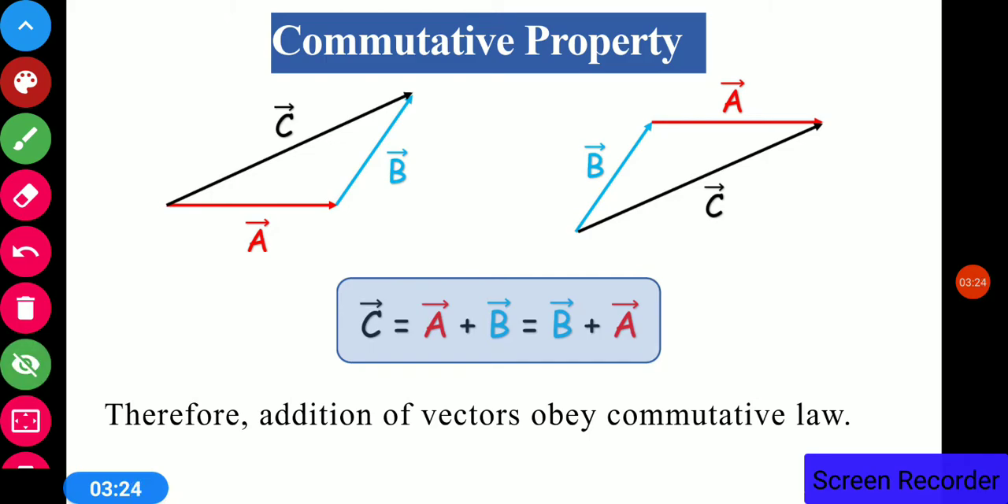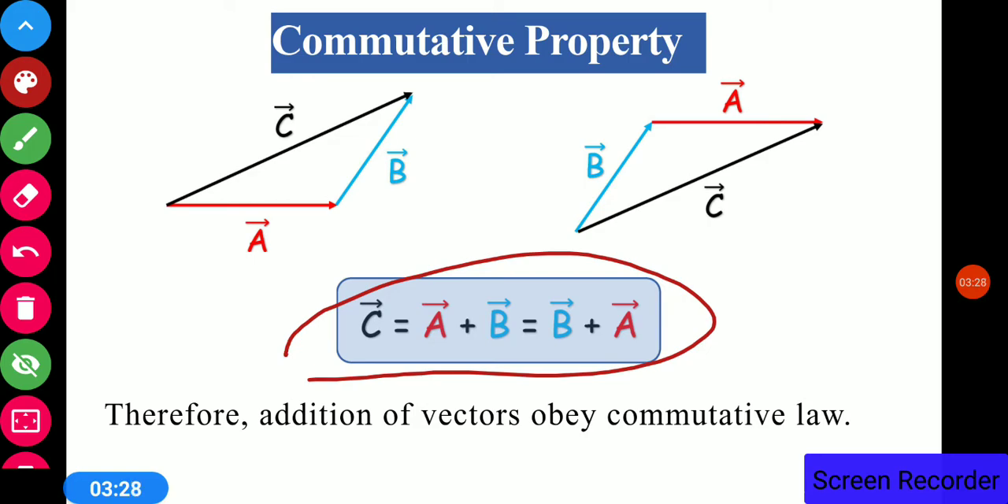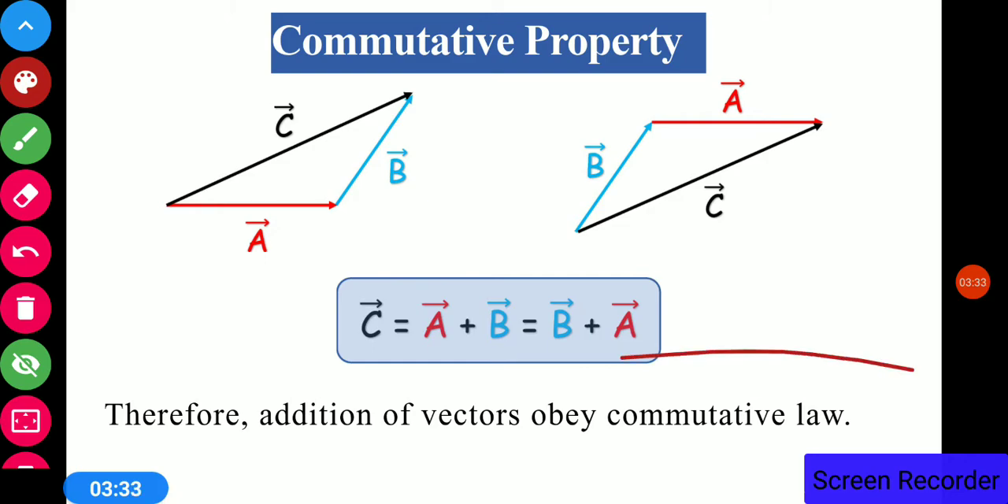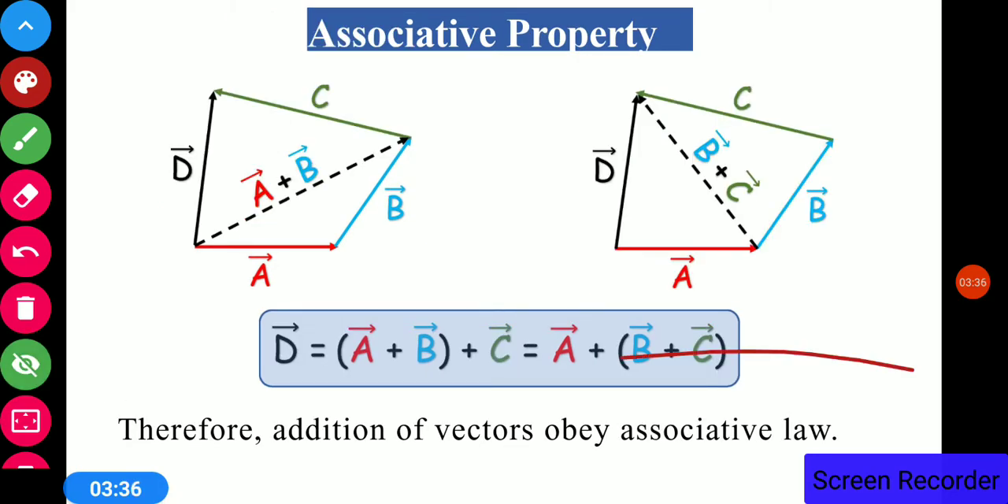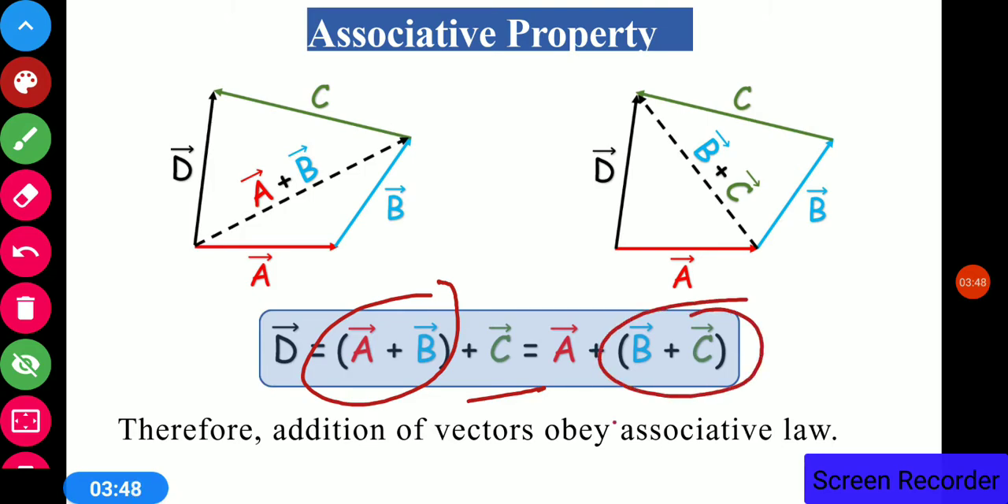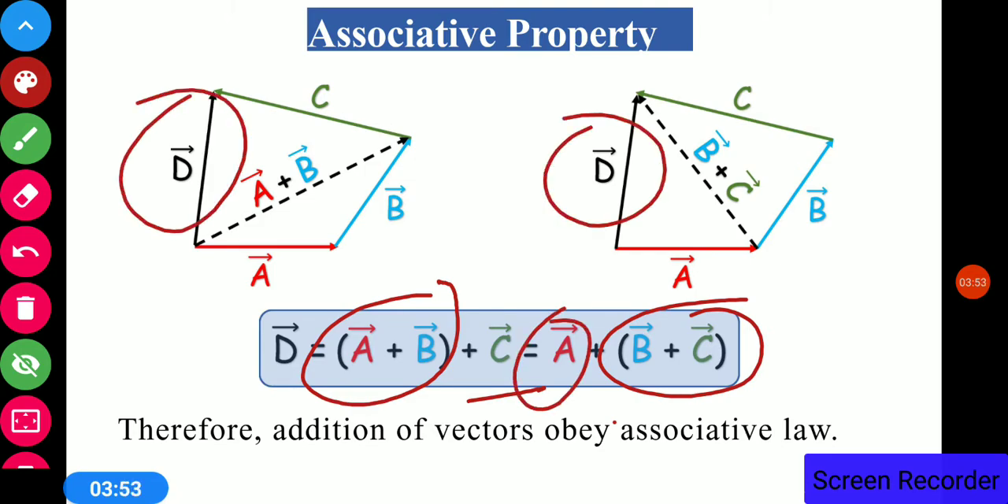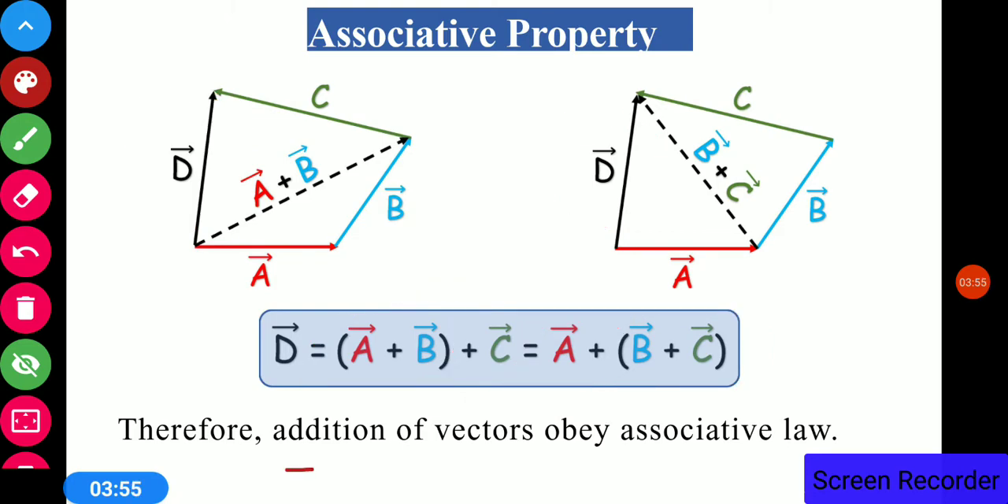Now, commutative property: they can be added in either order, either A to B or B to A. So they obey the commutative law. Associative law means they can be grouped in either way. Either first we add A and B and then C is added to the resultant, or first we add B plus C and then the resultant is added to vector A. The final result D is the same in both cases. That means we can say that they follow the associative law.